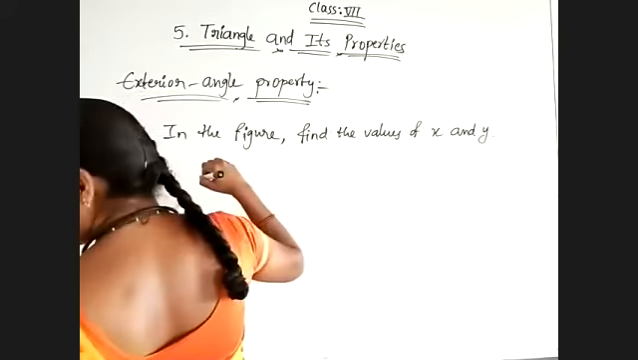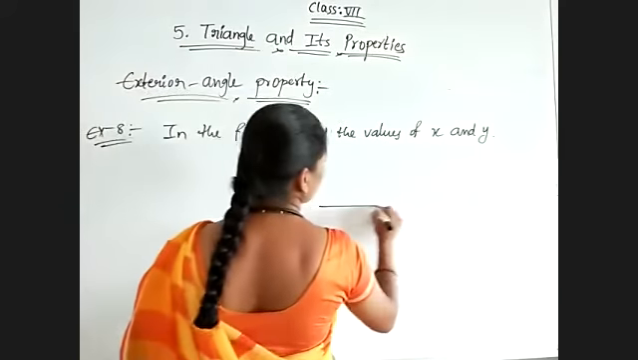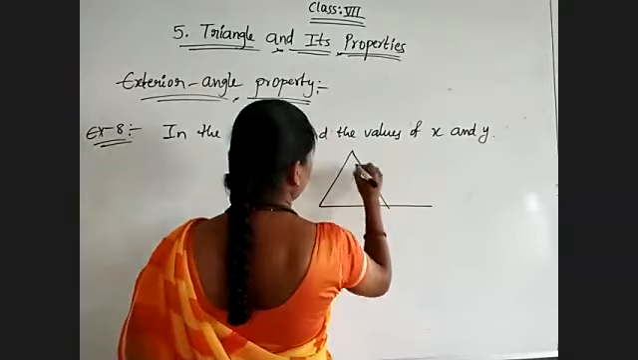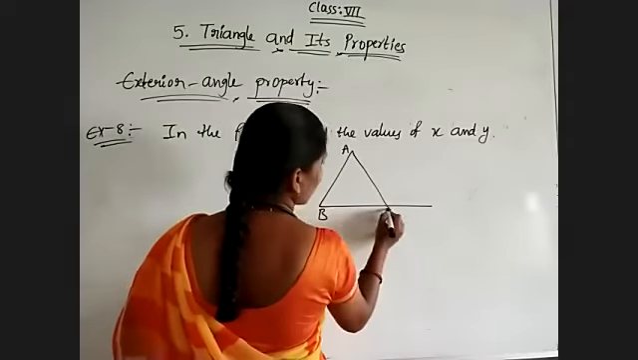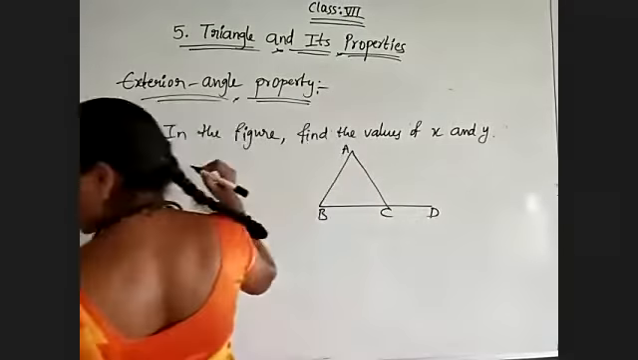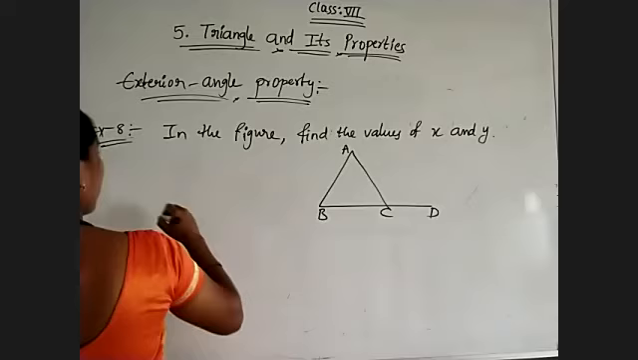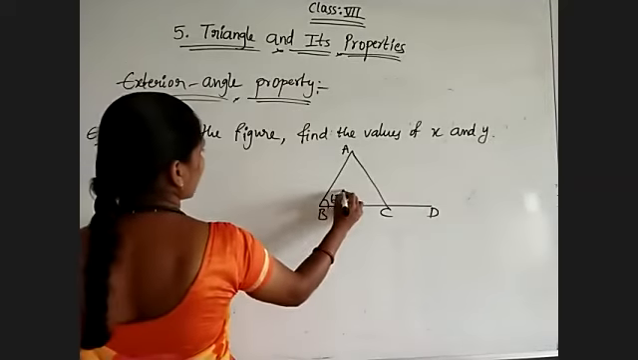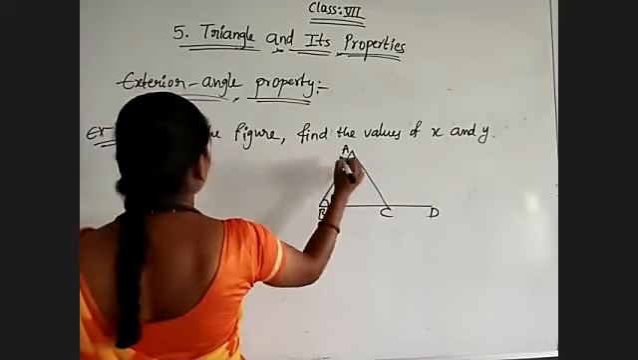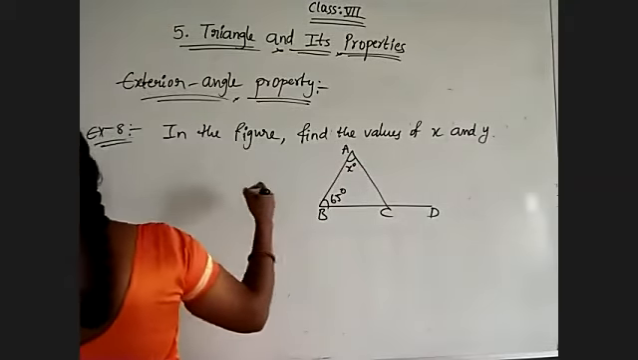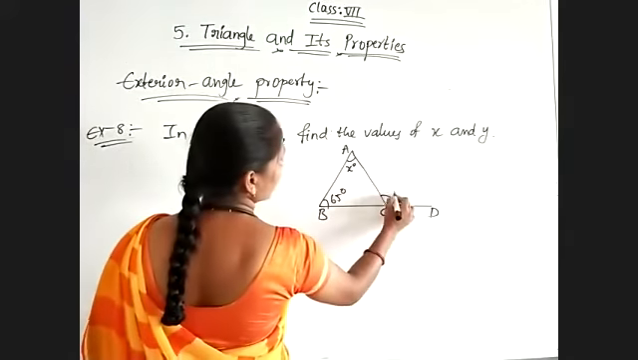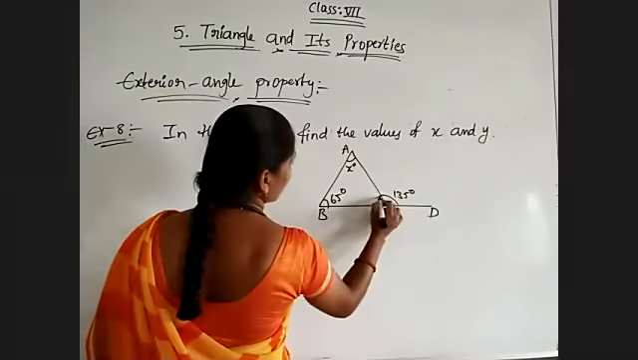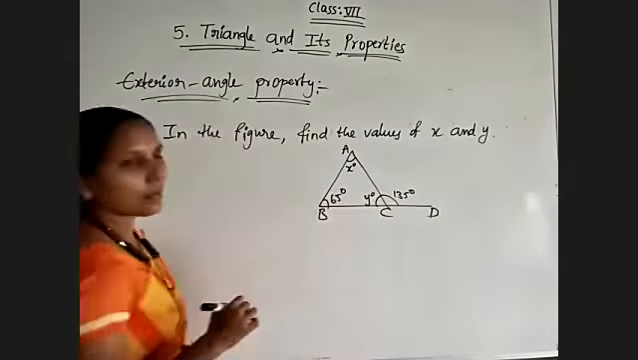So here they have mentioned the figure like this. Triangle ABC, and at C, it is produced till D. Angle B is 65 degrees. Angle A is x degrees. Let us see, it is 135 degrees. And here y degrees is given. So observe the figure.